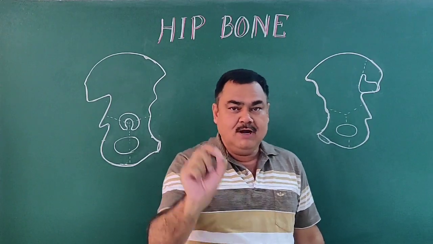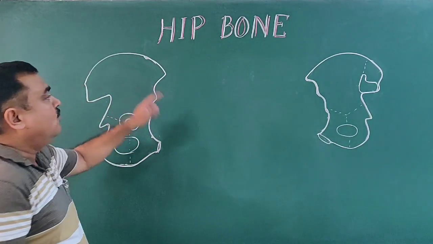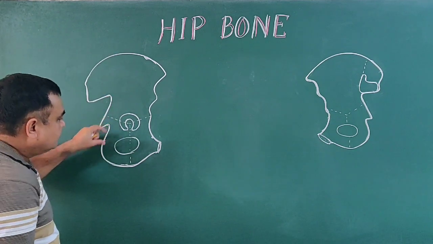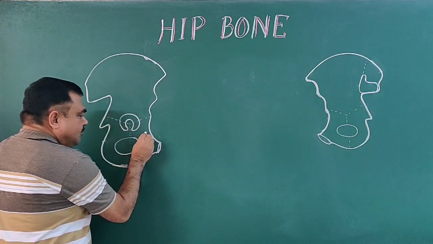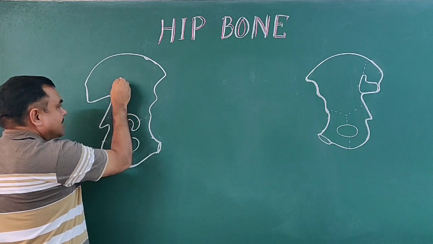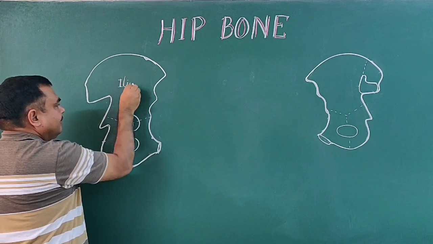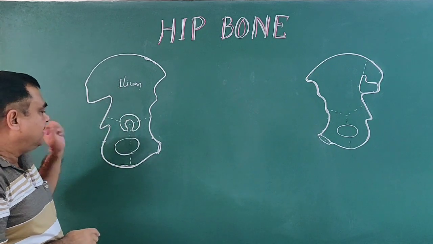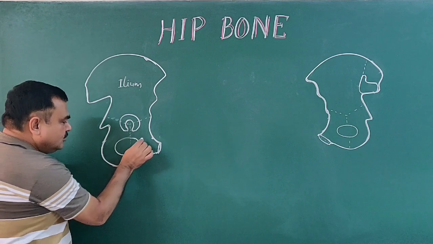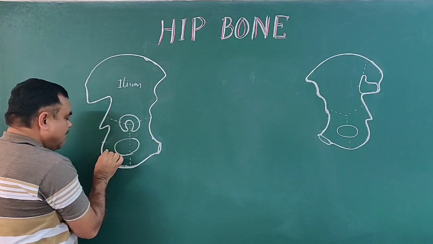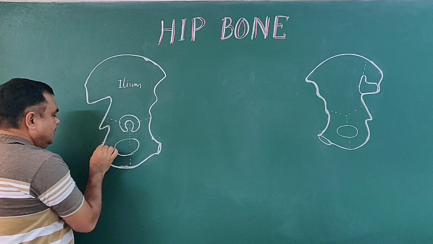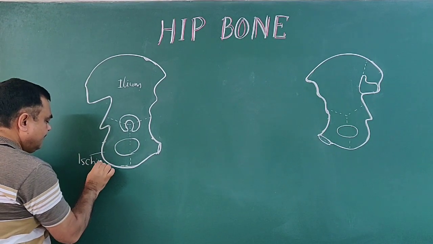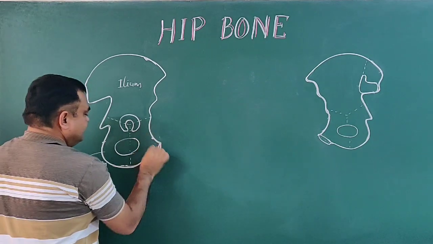Now we'll discuss the hip bone part 3. In this part, we'll discuss the pubic bone. This is the ilium, which was discussed in the first and second parts. Now we'll discuss the pubis, this pubic bone. This is the ischium and this is the pubis.